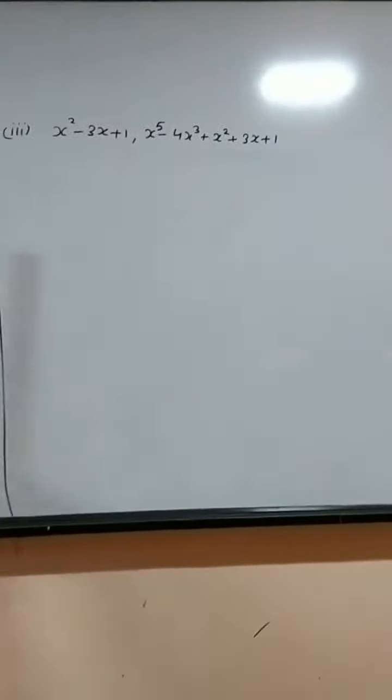Find a cubic polynomial with the sum of its zeros, the sum of the product of its zeros taken 2 at a time, and the product of its zeros being 2, minus 7, minus 14 respectively. Sum of zeros: alpha plus beta plus gamma is given. The sum of the product of zeros taken 2 at a time means alpha beta plus beta gamma plus gamma alpha is equal to minus 7, and the product of the zeros, alpha beta gamma, is minus 14.